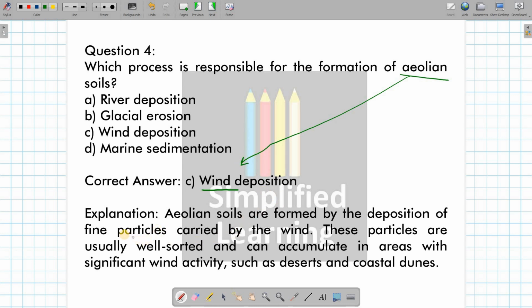They are deposits of fine particles carried by the wind. Wind is the medium by which the particles are deposited somewhere, and these particles are usually well sorted and can accumulate in areas with significant wind activity, such as deserts and coastal dunes, where there is no obstacle for the wind to carry all these particles. That's why aeolian soil is deposition by wind. Remember the term aeolian and wind, flowing air.